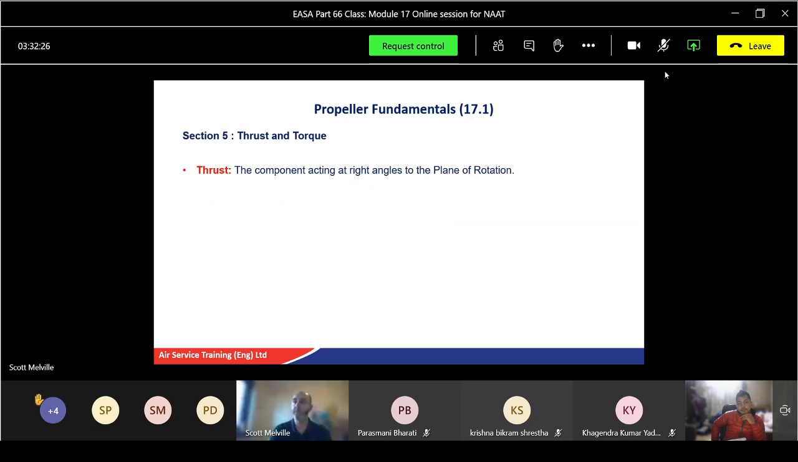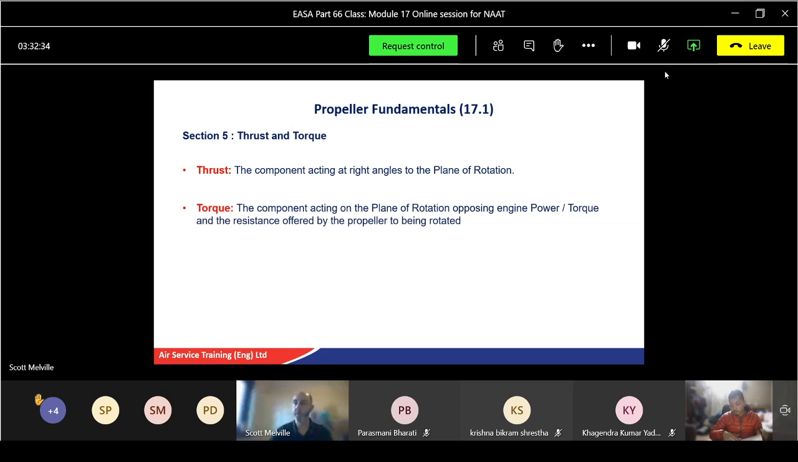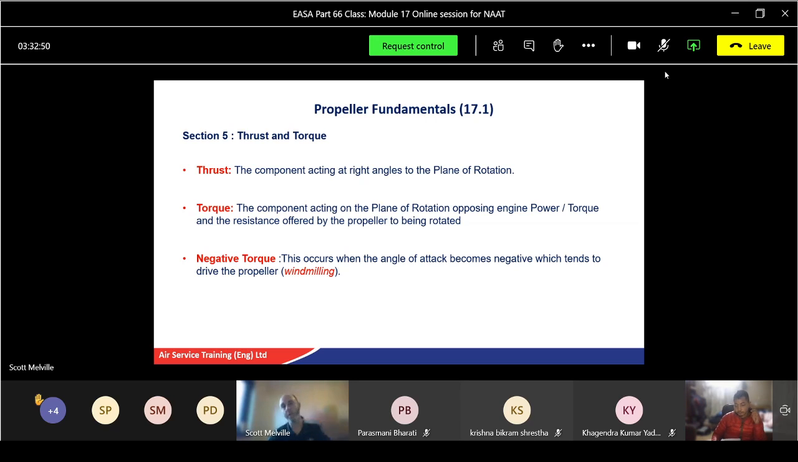As I said before, thrust is the component acting at right angles to the plane of rotation. So with the propeller spinning around, the lift we're getting from the propeller provides the thrust. Torque I mentioned already: the component acting in the plane of rotation, opposing engine power, the torque and resistance offered by the propeller. Negative torque, just a bit of recap, occurs when the angle of attack becomes negative, which tends to drive the propeller. The airflow hitting the propeller at a negative angle of attack will give us negative torque.